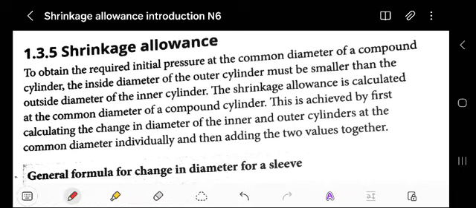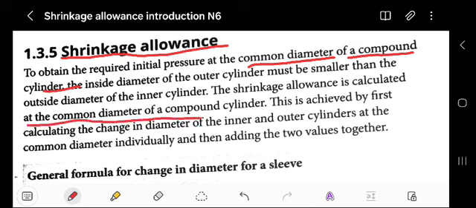So, given 1.3.5, shrinkage allowance says that to obtain the required initial pressure at the common diameter of a compound cylinder, the inside diameter of the outer cylinder must be smaller than the outer diameter of the inner cylinder. The shrinkage allowance is calculated at the common diameter of the compound cylinder. Take note, not anywhere, at the common diameter.